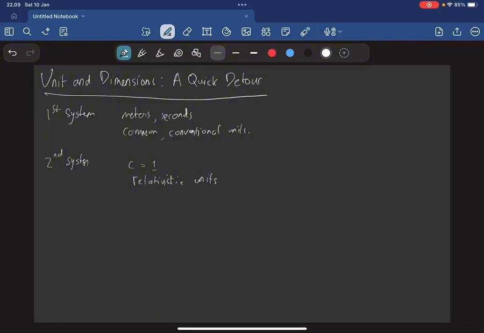We already saw that conventional units are impractical for space-time diagrams. Relativistic units work beautifully for this purpose. In relativistic units, not only does c have a value of 1, but all velocities are dimensionless.